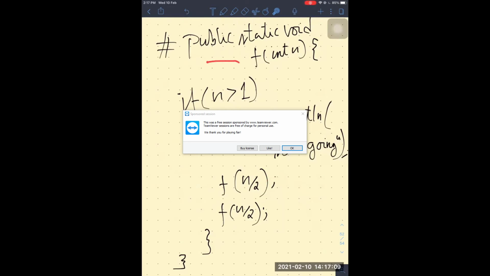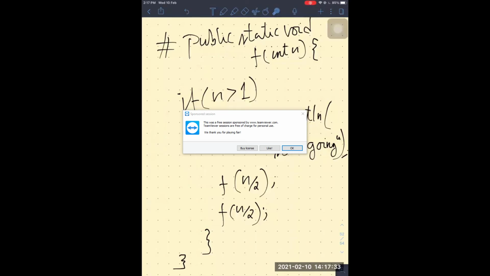Do you see that pattern here? A is 2 because we are calling it twice. And B is 2 because we are sending n over 2. That's why B is equal to 2. Inside each function, we are sending 2 requests to itself.